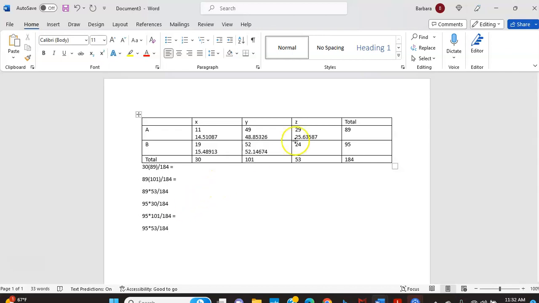And that is 27.364, 0.36413. So each of these new values that we got are the expected value that we're going to put in the table.